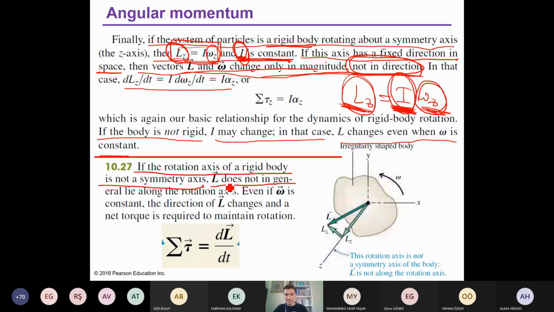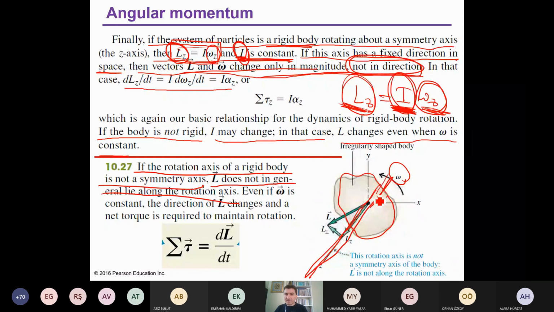So here we have a body and the rotation axis is this one. It has certain angular speed, but this rotation axis is not the symmetry axis. The body is not symmetric around this axis, let's say, okay? So what happens to the angular momentum in this case?